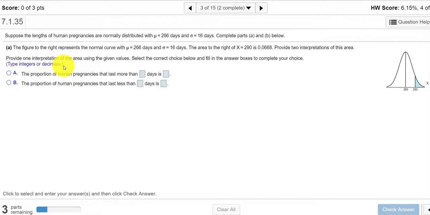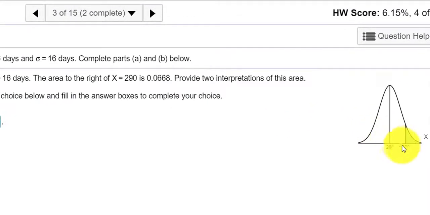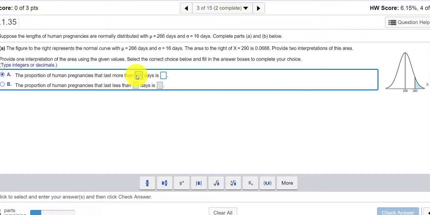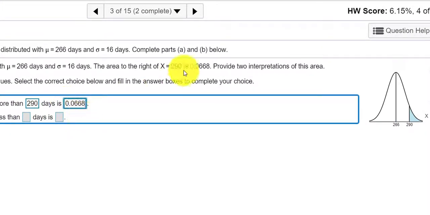So it says one interpretation would mean that pregnancies that last longer than 290 days are represented in this shaded area. So the proportion of human pregnancies that last more than 290 days is, and they give us the percent here, so I'm going to enter 0.0668, okay? So that's really the proportion. It's also the percentage of pregnancies that last longer than 290 days.